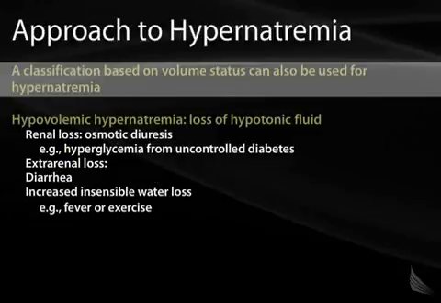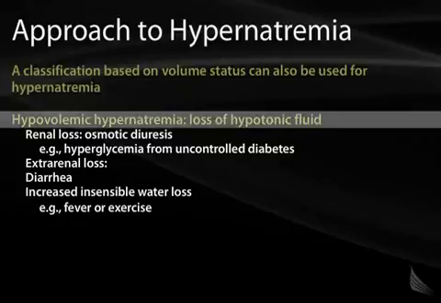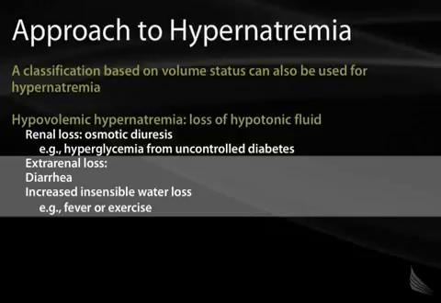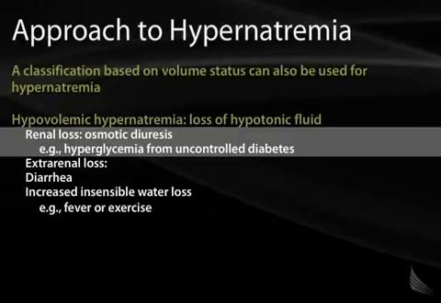With regard to the approach to hypernatremia, you can also use a classification based on volume status. Hypovolemic hypernatremia results from the loss of hypotonic fluid. Most commonly, this is due to extrarenal losses from diarrhea or increased insensible water loss, such as exercise, fever, mechanical ventilation, respiratory illness, etc. The other scenario is in renal losses resulting from an osmotic diuresis. The most common scenario when we encounter this is hyperglycemia from uncontrolled diabetes.